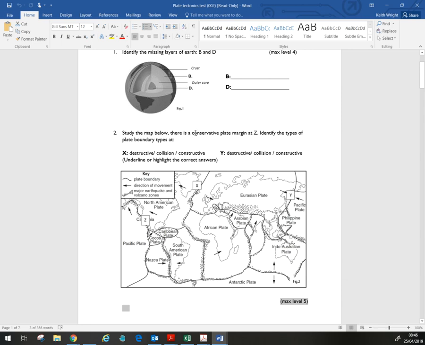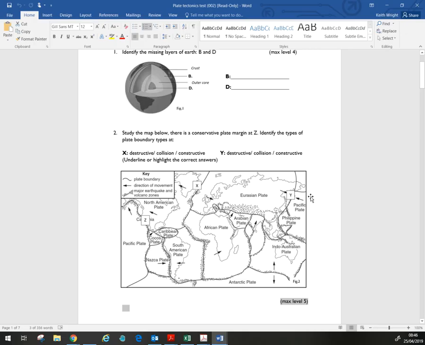So the question tells us that the conservative plate margin is at Z. We can see that there. You've got to identify X and Y. So we look at the key here. We can see that that's the line for the actual boundary or margin. And if we look at the arrows, we can see they're moving apart. And we've got a major earthquake and volcanic zone. And the only type of plate boundary where they're moving apart is constructive.